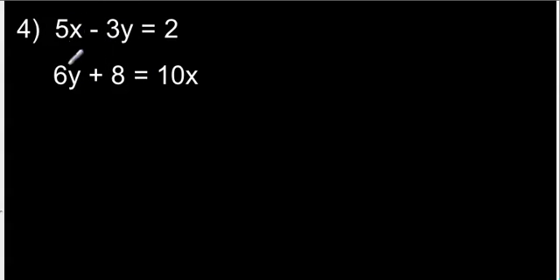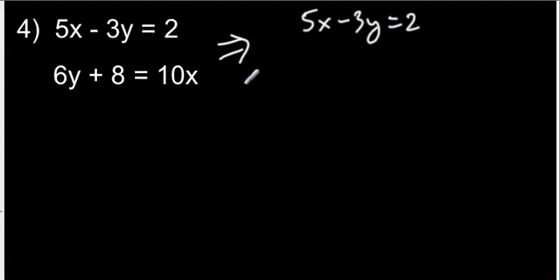All right, so again, we have the same problem with number 4. Are the x's lined up? No. Are the y's lined up? No. Are the constants lined up? No, absolutely not. So the first thing we have to do is line everything up. So we can keep the first one as is. Minus 3y is equal to 2.